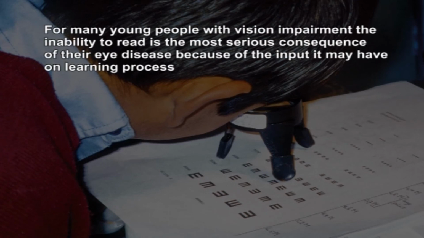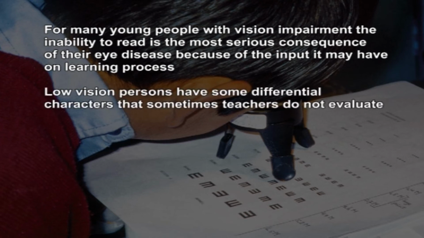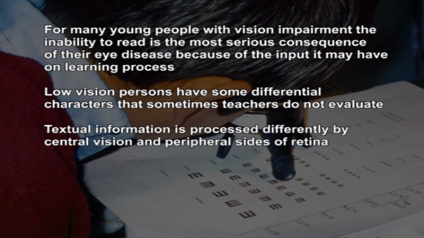The reading speed is influenced by factors like visual functioning, kind of pathology, and the kind of optical help needed. For many young people with vision impairment, the inability to read is the most serious consequence of their eye disease because of the impact it may have on the learning process. Low vision persons have some differential characteristics that sometimes teachers do not evaluate. Textual information is processed differently by central vision and peripheral sides of the retina.